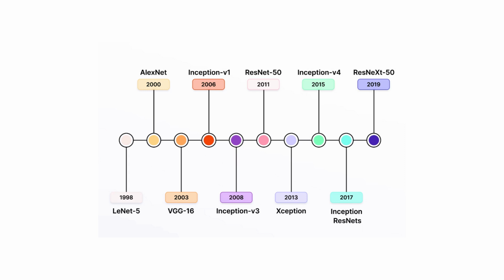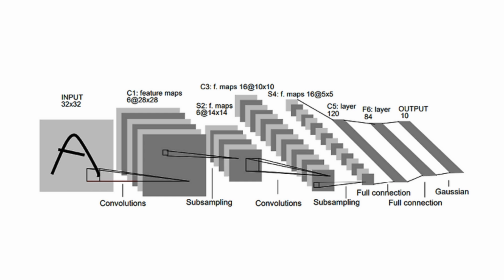The progress. It all began in 1998 with LeNet-5, developed by Yann LeCun. This model was designed to read handwritten digits from bank checks. It was small, efficient, and a true pioneer in using convolutional layers for pattern recognition. Although computing power was limited back then, LeNet proved that neural networks could see. LeNet used pooling, padding, and fully connected layers.